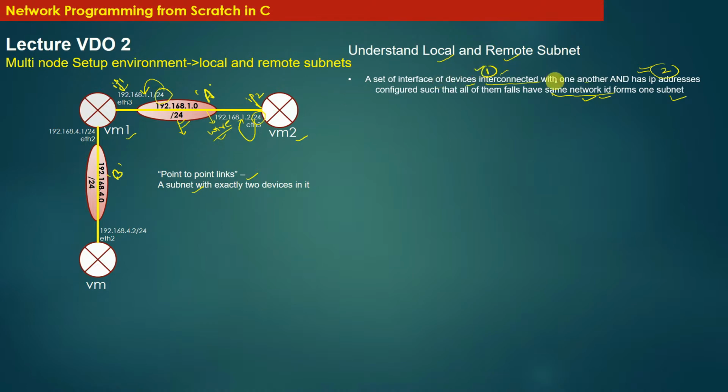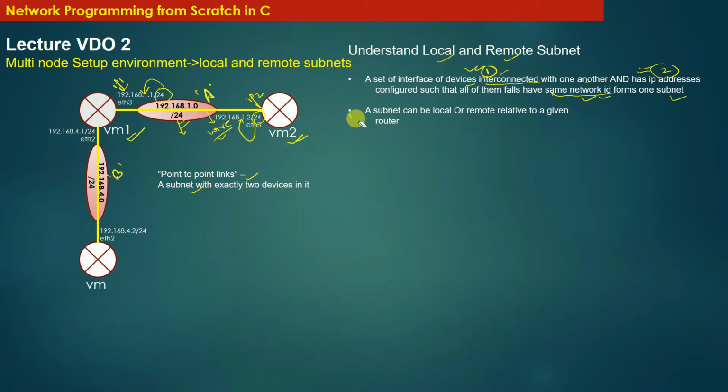So when condition 1 and condition 2 are satisfied, we say that devices VM2 and VM1 are in the same subnet. Why are they in the same subnet? Because they have interfaces which are connected by wire, and the IP address and mask value assigned to those interfaces are such that the same network ID is computed by applying the mask on those IP addresses.